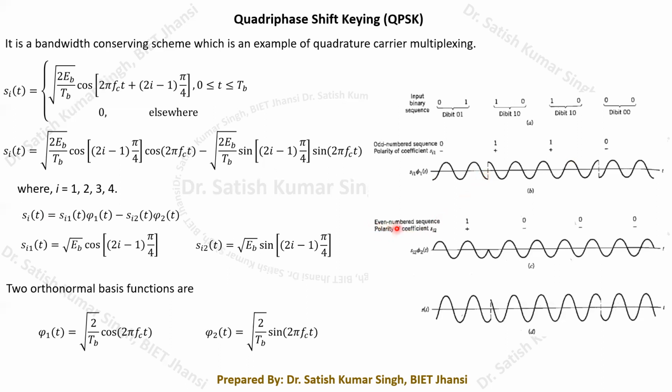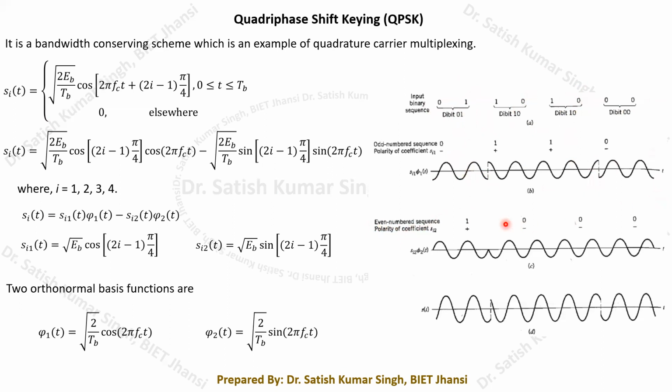the even numbered sequence. This is our first bit, so our second bit will be this one. This is the second bit, this is the fourth bit, this is the sixth bit, and this is the eighth bit. Now we have to take all this even numbered sequence. This is 1, this is 0, then again 0, and then again 0.